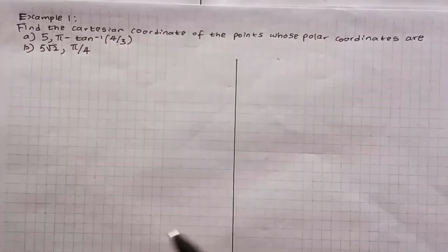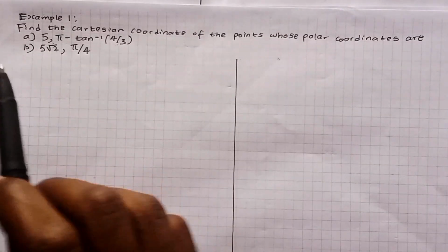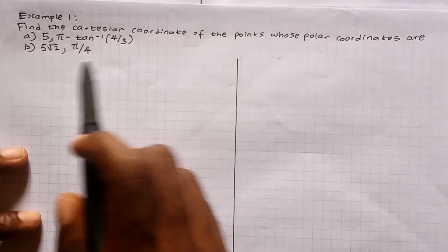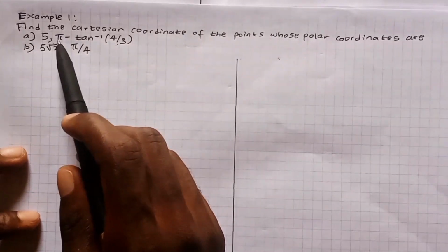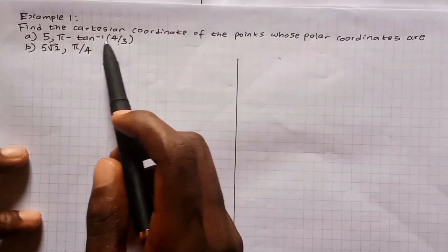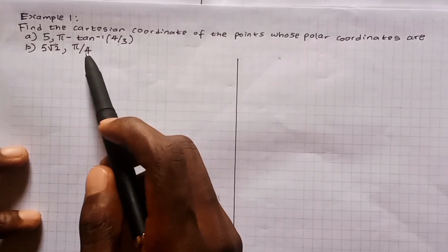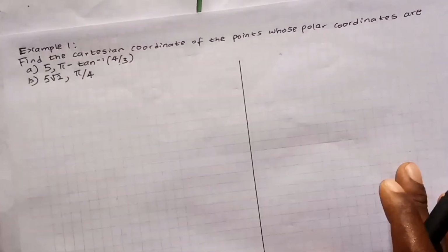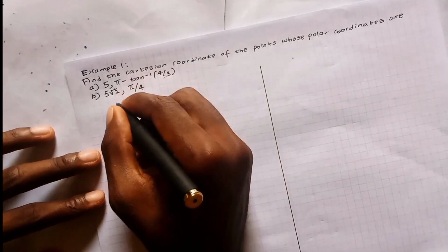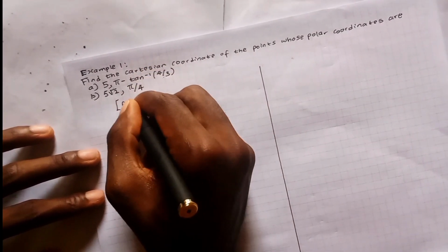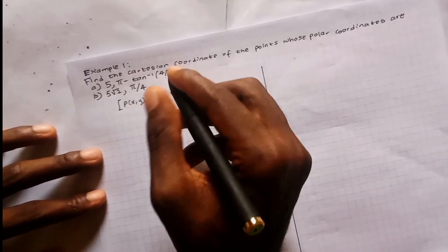Now let's look at some examples. Example 1 says, find the Cartesian coordinates of the point whose polar coordinates are (A) 5, pi minus tan inverse of 4 over 3, and (B) 5 root 2, pi over 4. How do we do this? Now remember that the link between the Cartesian coordinate and the polar coordinate is this, that the point (x, y) is equal to what?